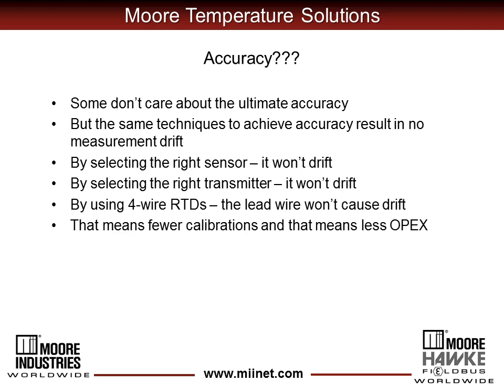Things like selecting the right sensor reduces drift. Selecting the right measuring instrument reduces drift. Using 4-wire RTDs reduces drift caused by lead wire. And if you reduce drift, you push out the frequency of your calibrations or verifications, and that directly impacts operating expenses. So improving accuracy and reducing measurement drift can be related and can have measurable results.